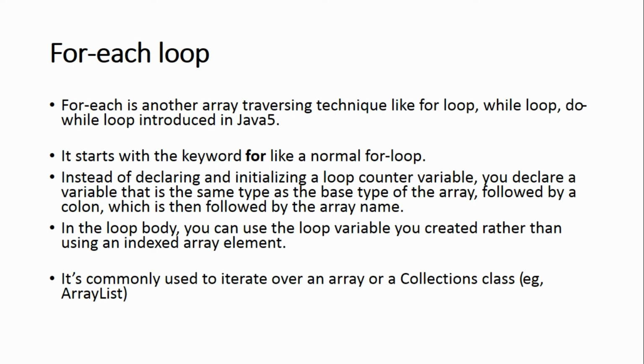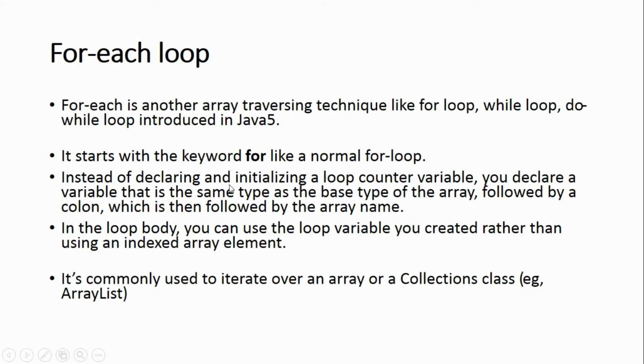It's just for simplicity; there is not much difference. You can also do the same things with your normal while and for loops. It's just that if you want a hassle-free syntax and an easy way, then you can use the for each loop. So instead of declaring and initializing a loop counter variable, you declare a variable that is the same type as the base type. It's basically talking about the syntax.